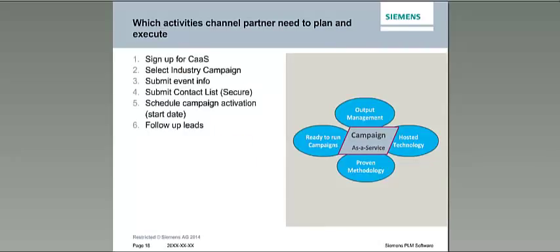So now what you need to do, Jurgen already explained a little bit, and how you can start all this service box. Well, first of all, of course, we need you to register for this campaign as a service. That means we know who you are, and that we can add you to the system. And basically you can select the industry campaign that is the best fit for your business within the localization, as I explained before.